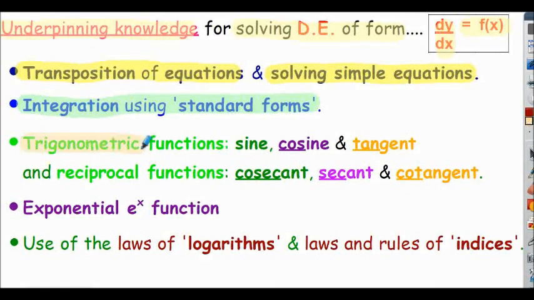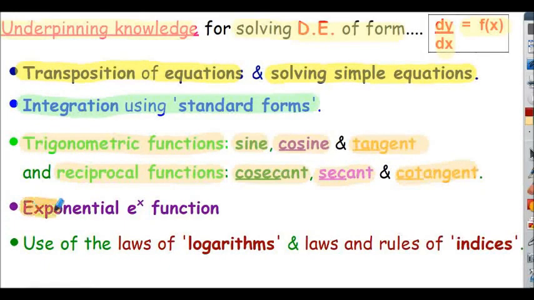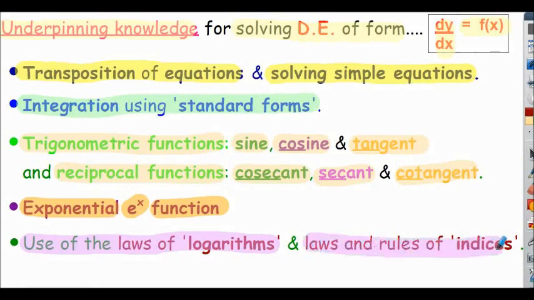We need to be aware of trigonometric functions, the sine, cosine and the tangent function, and also within some later presentations the reciprocal functions of cosecant, secant and cotangent. We need to be aware of the exponential, e to the x function, and again in later presentations use of the laws of logarithms and the rules of indices. So you can see why some students do find these questions particularly difficult, because of this array of underpinning knowledge required.